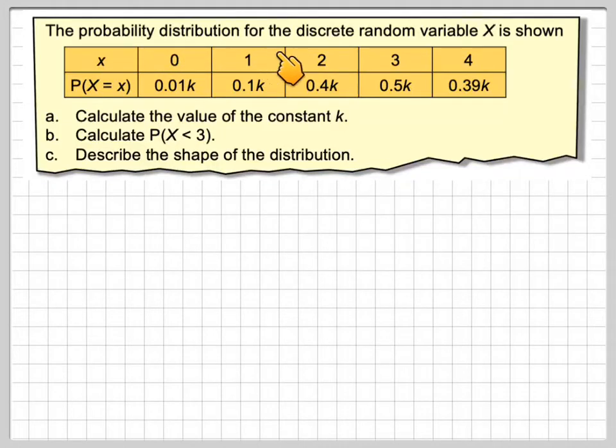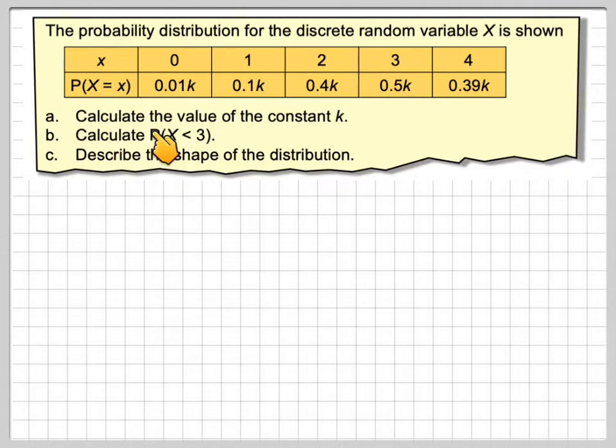The probability distribution for a discrete random variable x is shown. So we've got x = 0, 1, 2, 3, 4. The probability that X is equal to x is 0.01k, 0.1k, 0.4k, 0.5k, and 0.39k.